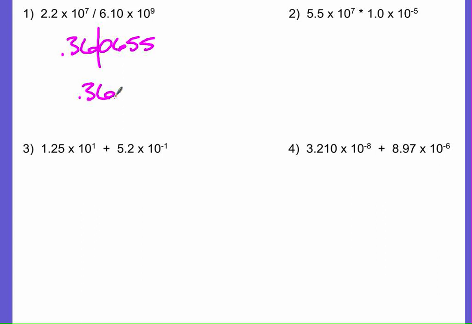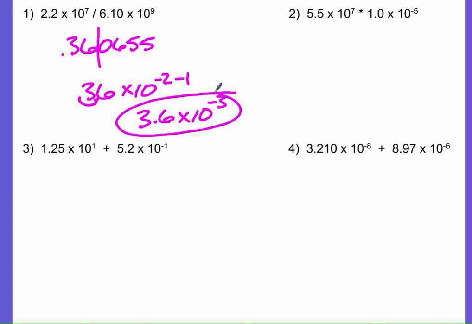And then I complete my exponent. Remember, when I'm dividing, I'm going to subtract. So 7 minus 9 is going to give me a negative 2. And then finally, still looking at this, I have to make an adjustment. I'm going to need to move this decimal to the right behind the 3 so that this is correct scientific notation. And when I move a decimal to the right, I'm supposed to subtract from my exponent. So that 2 minus a 1 means that I'm going to end up with 3.6 times 10 to the negative third as a final answer.